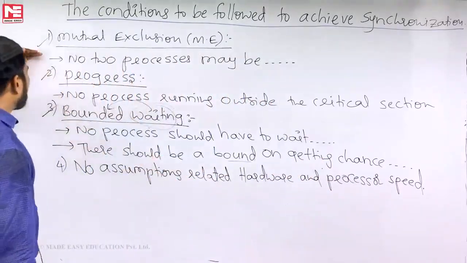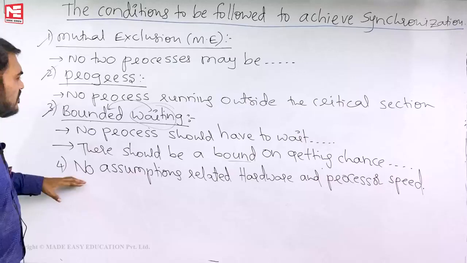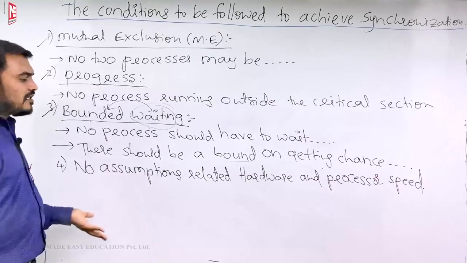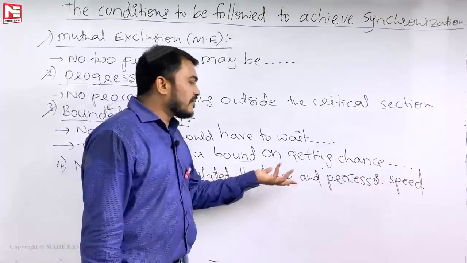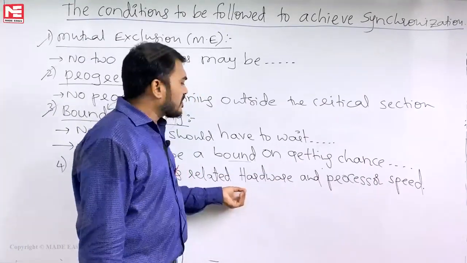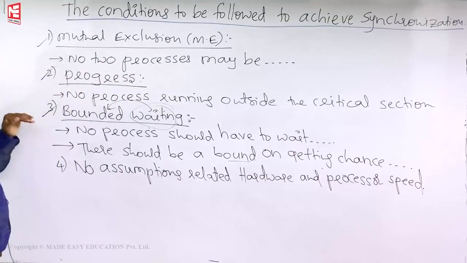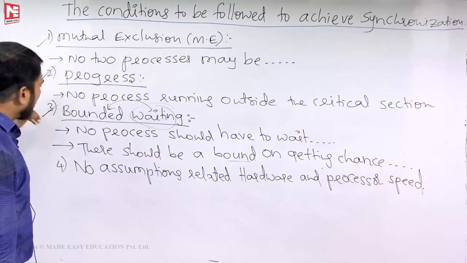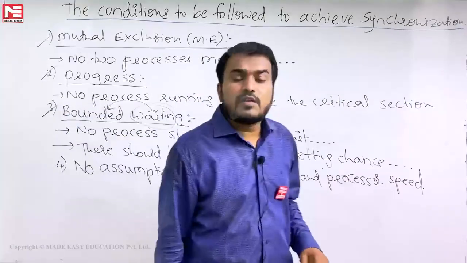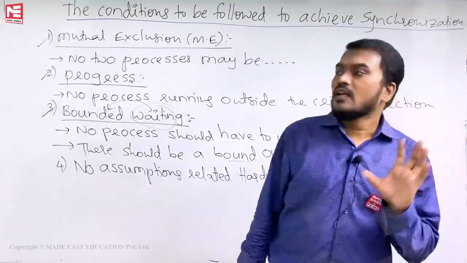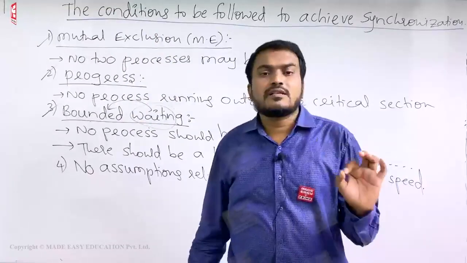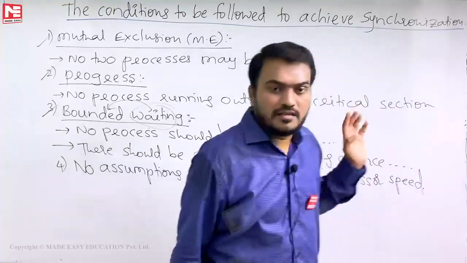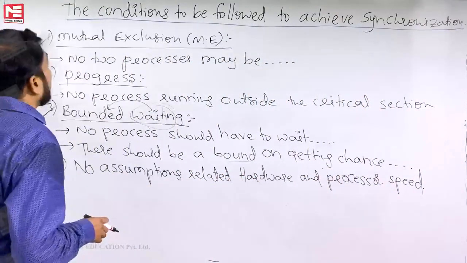If all these three conditions are satisfied, don't worry about the fourth condition, it is not used much, because you cannot check it in the solution. What will you check in the paper? A question comes, and the hardware details and process speed are not given. It is a negligible statement. So the first 3 conditions: if any solution, whatever you discuss, is following these 3 conditions, then that is considered a correct solution. If it is not following these conditions, then that is considered an incorrect, wrong solution. Simple. Is that clear? Right. So that is about the second step.